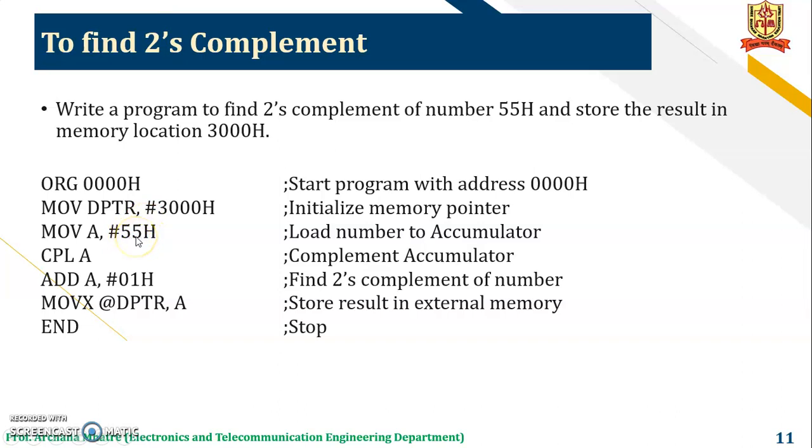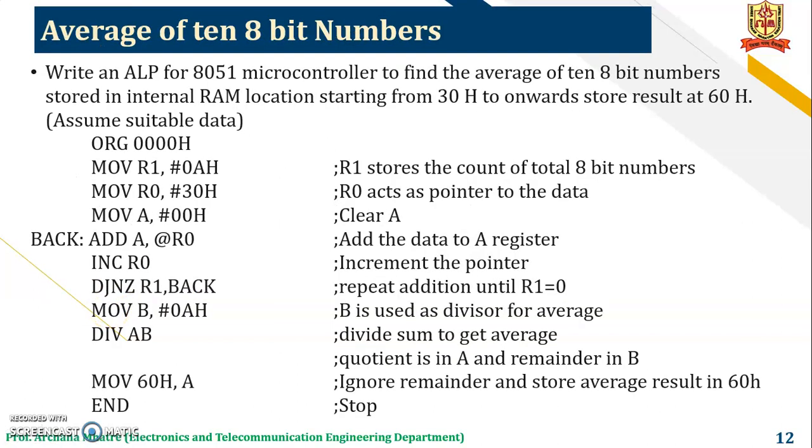Suppose the 55H number is loaded in the accumulator. By using complement A, we find the 1's complement of the accumulator. After that, add 1 to that 1's complement, that means ADD A, #01H. So you will find the 2's complement of the number. Whichever result you get will be stored in the memory location given in the program statement.